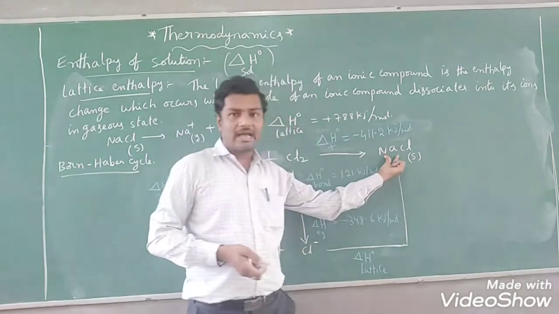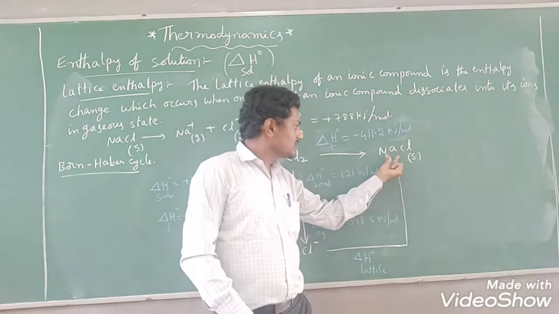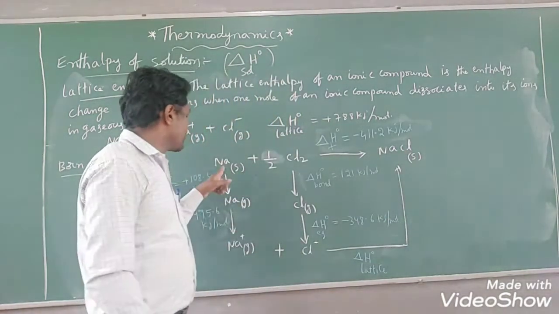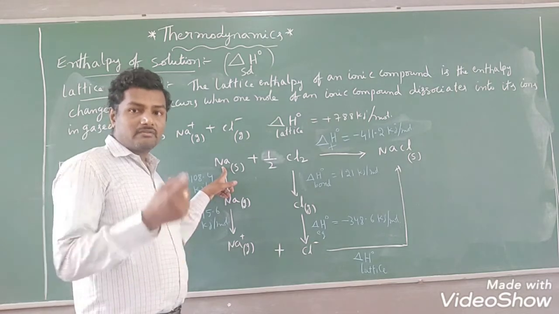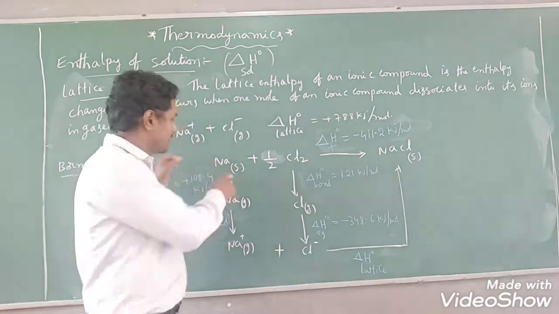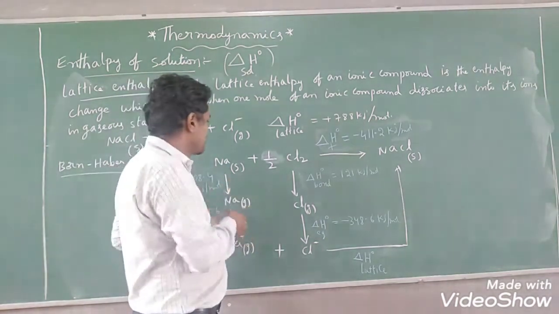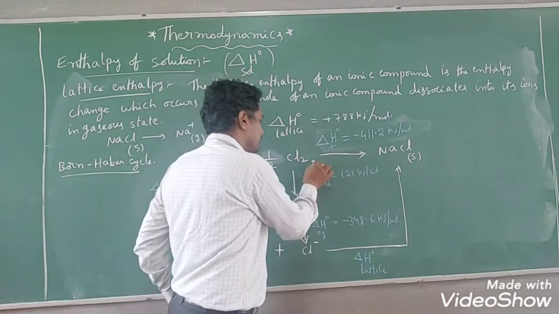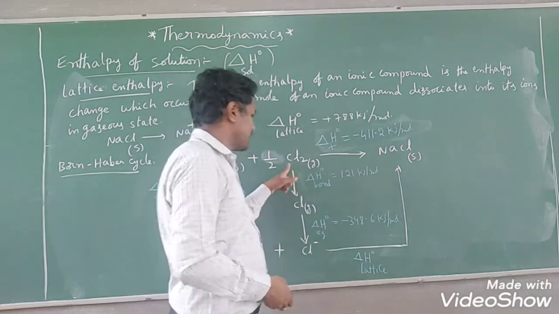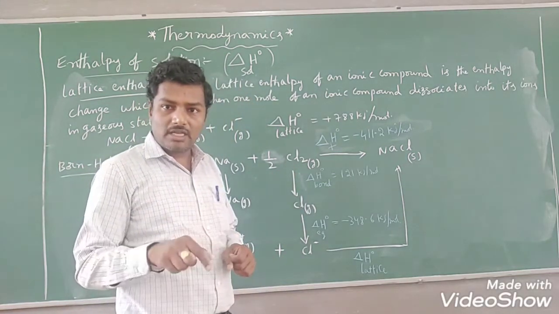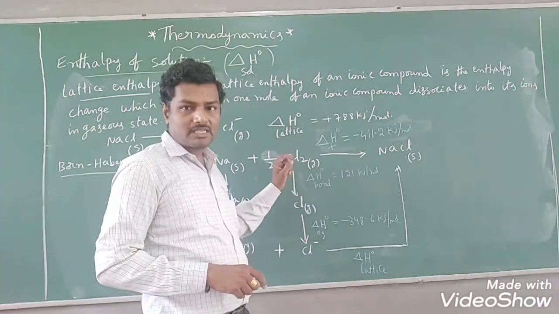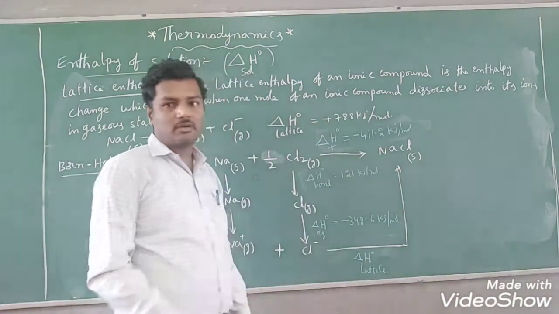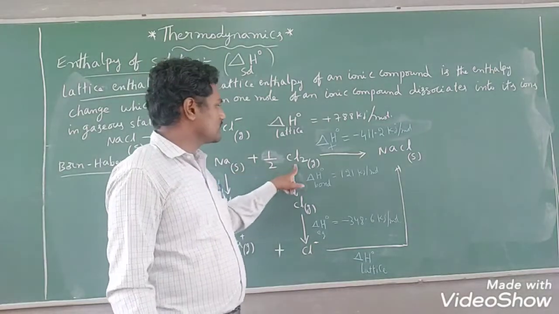So 1 mole of compound I have taken, the NaCl compound. This NaCl compound came from the elements sodium and chlorine. Sodium's elementary form is Na. What is the most common physical state of sodium? Solid. So that's why I have taken solid, right? Here chlorine. The most common physical state of chlorine is the gaseous form only. But is chlorine available in the form of Cl only? No, it is available in the form of Cl2. But how many chlorines are present on the product side? Only one. So that's why I have taken half mole. Na plus 1/2 Cl2 gives rise to NaCl.